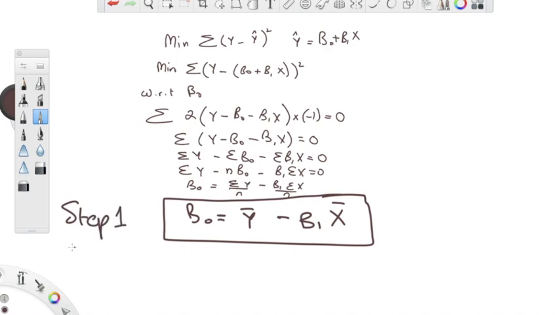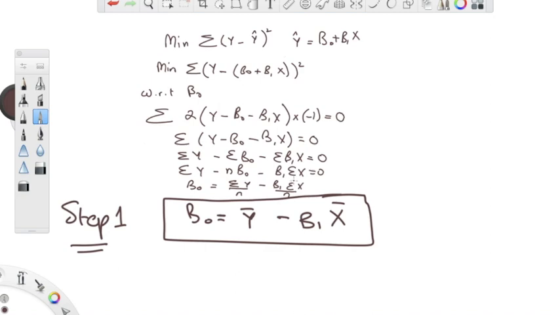Step one, this is basically the value of beta naught. If you knew the average value of y and the average value of x and the value of beta you'd come up with, you'd be able to get to the value of beta naught. Now we have to derive the value of beta 1, which is the slope coefficient.